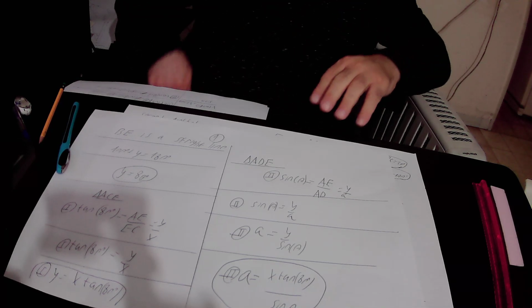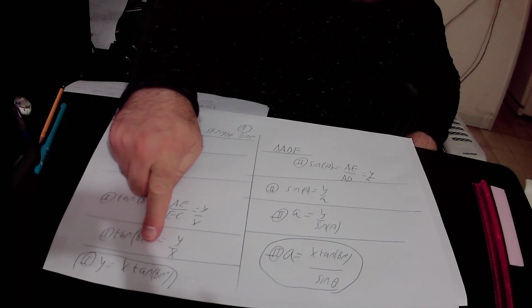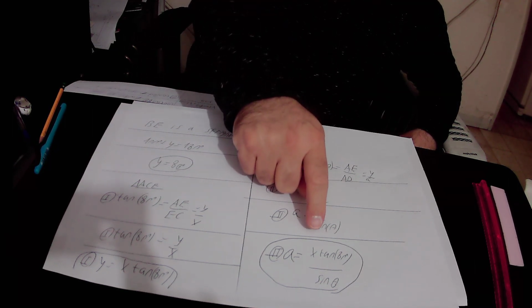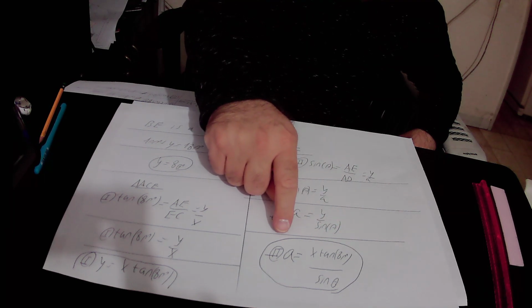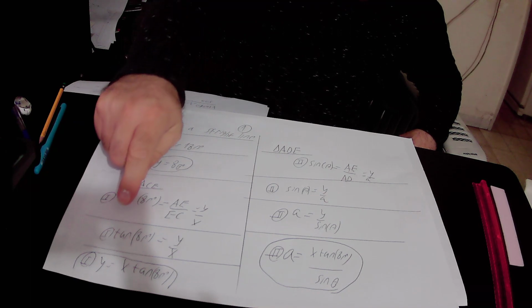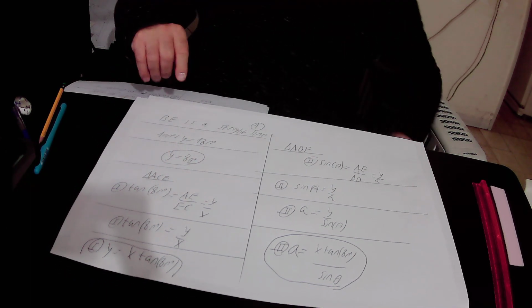And according to equation number 1, Y equals X times tangent 80 degrees. So we substituted Y by X times tangent 80 degrees, and we got that A equals X times tangent 80 degrees over sine theta.